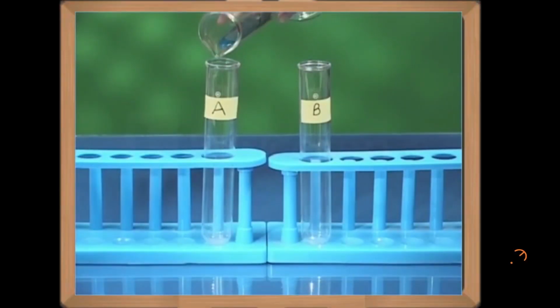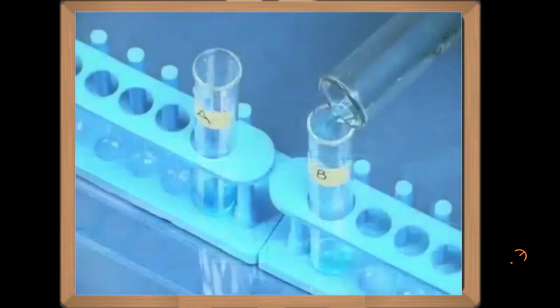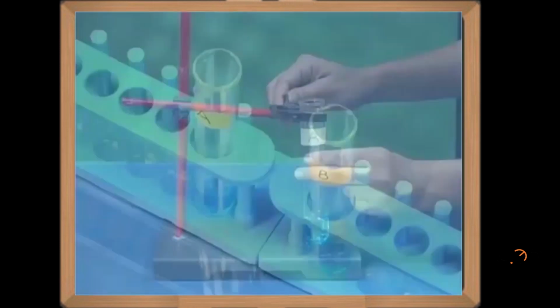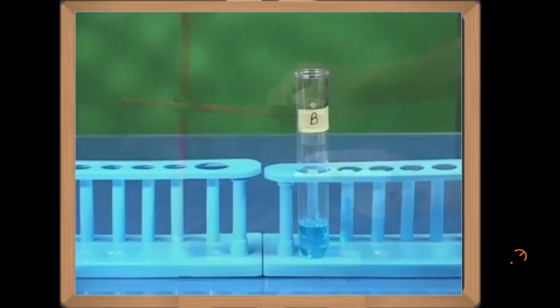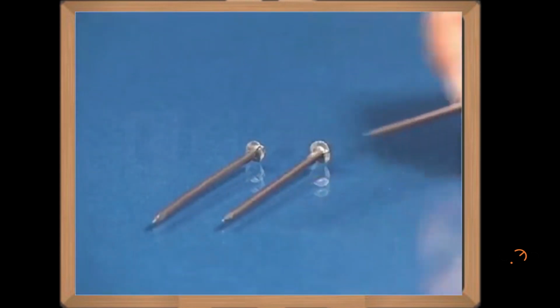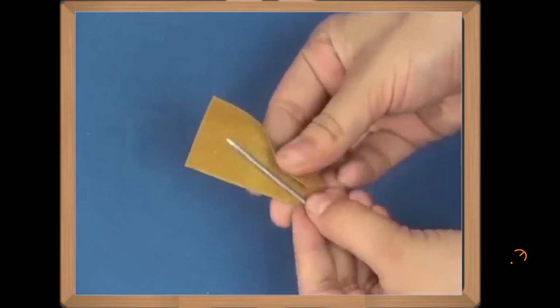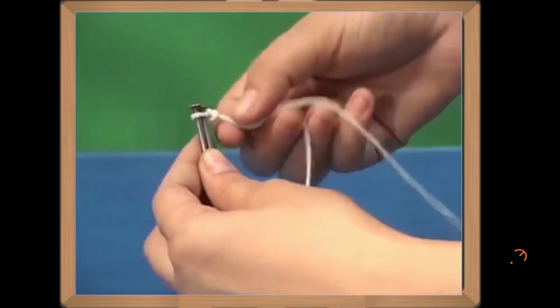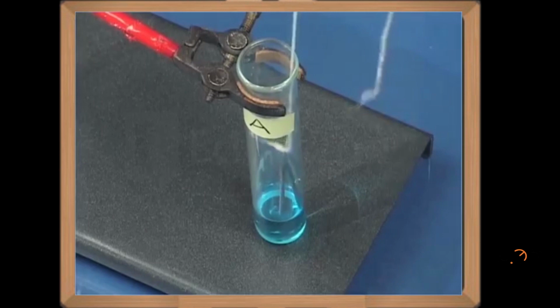Copper sulfate is a salt, a blue color salt, soluble in water. If we put a piece of iron into copper sulfate solution, the blue color solution turns to green with the precipitation of copper metal. Precipitation means formation of some solid substance after a chemical reaction.